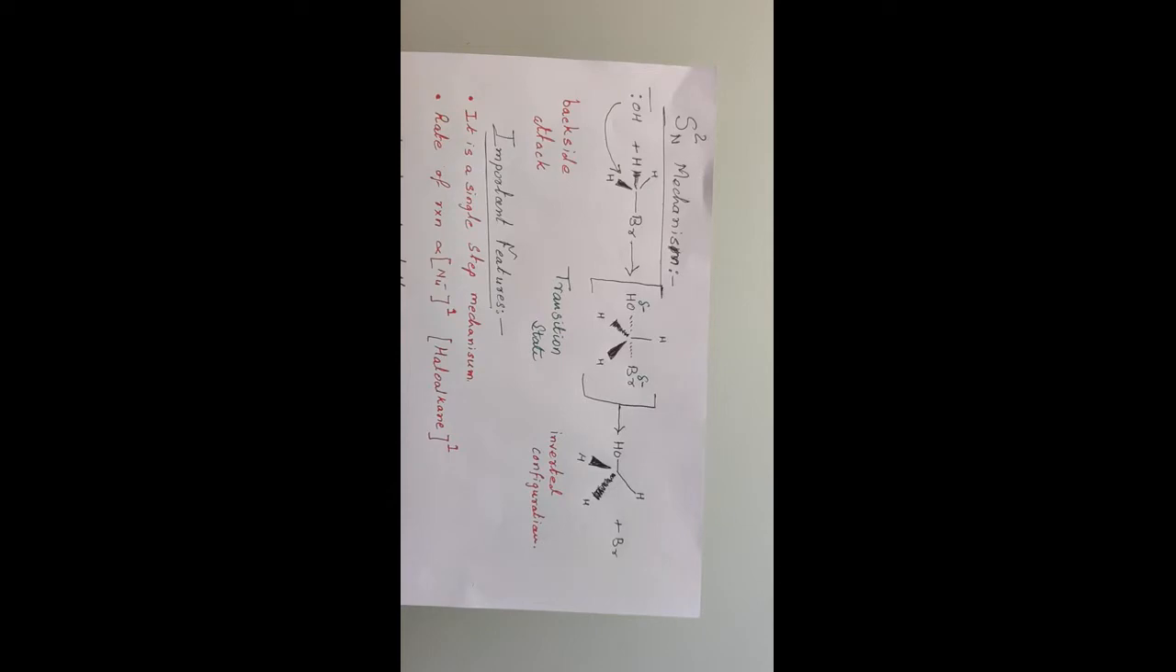Okay, so first just take these notes and take a screenshot of it so you can write it properly. Okay, so it is a single step mechanism and the rate of reaction is directly proportional to nucleophile and haloalkane. So the rate depends on both concentration of nucleophile and haloalkane, and hence it is a second order or a bimolecular reaction. Clear?